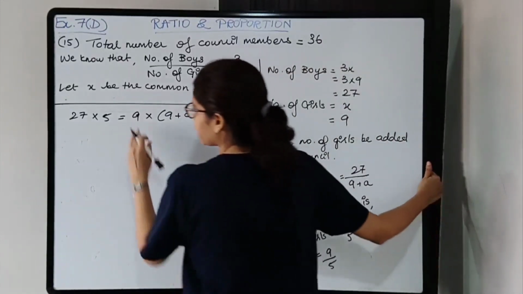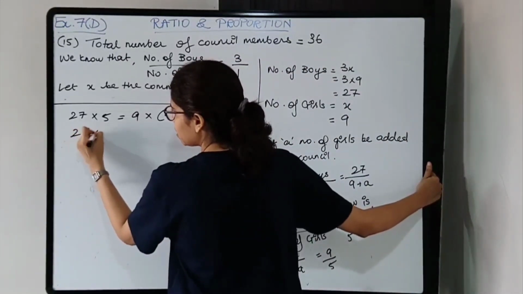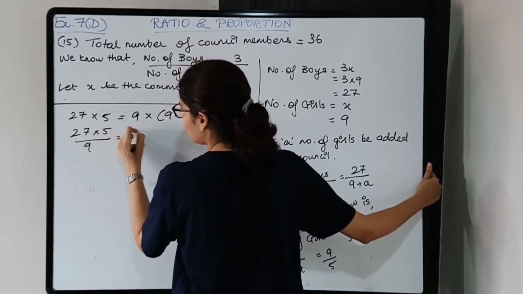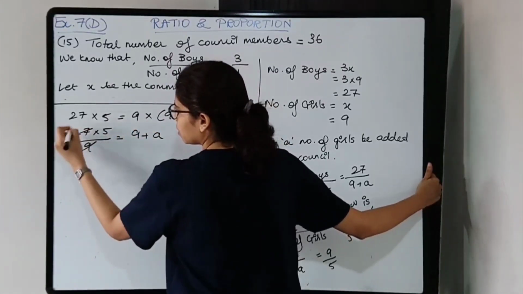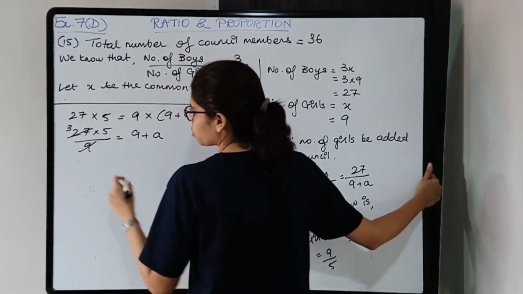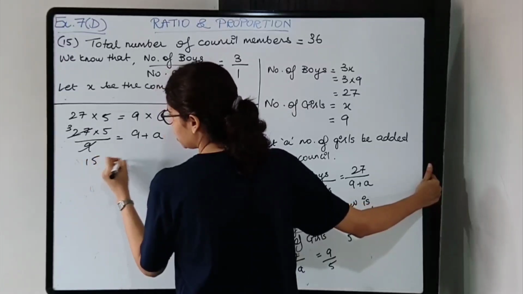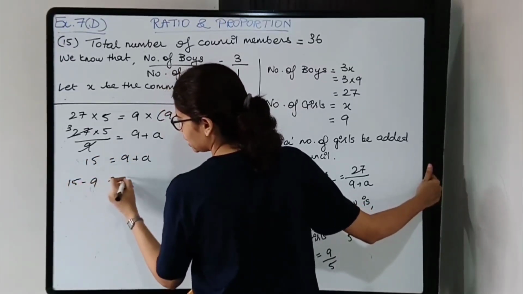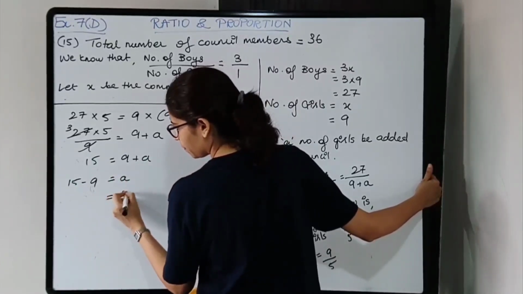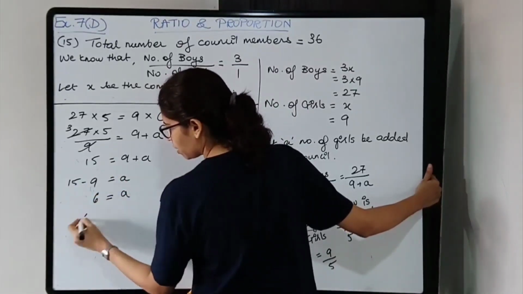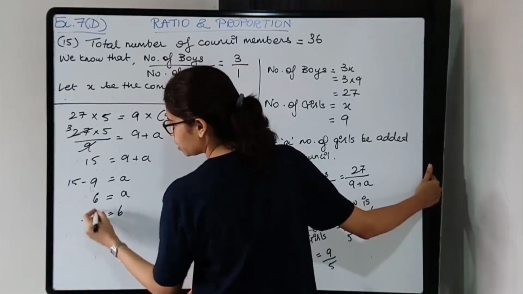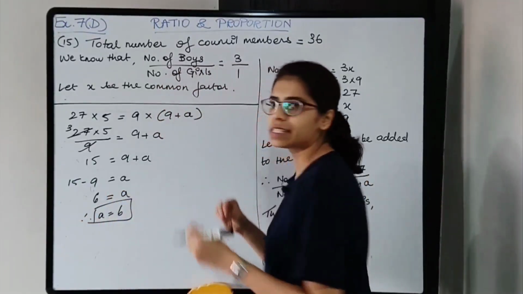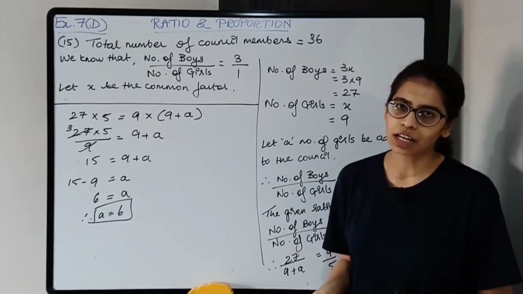Shifting 9 over here, 27 into 5 upon 9 is equal to 9 plus a. 9 3s are 27, so 3 5s are 15 is equal to 9 plus a. Shifting 9 over here, 15 minus 9 is equal to a. So it will be 6. a is equal to 6. So 6 more girls are added to the council.